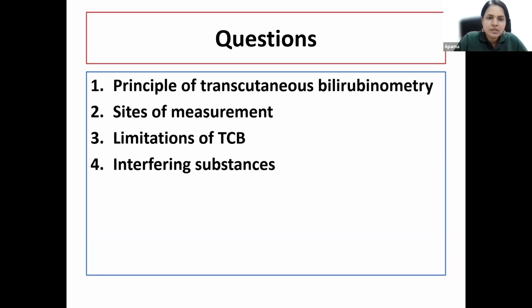Now, what are the principles of TCB? Transcutaneous bilirubinometry relies on the principle of spectral reflectance. So it relies on placing the probe of the transcutaneous bilirubinometer over the infant's forehead or over the sternum, that is the chest. And spectral reflectance is used for measuring the levels of bilirubin in the skin. The normal sites of measurement are either the forehead or the sternum, or the chest.